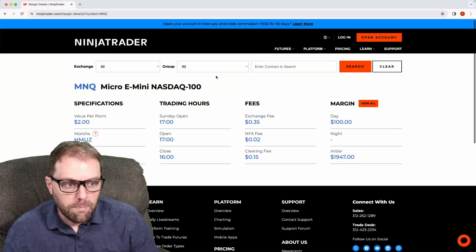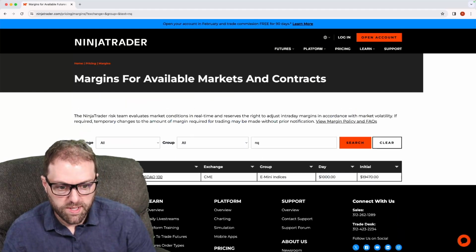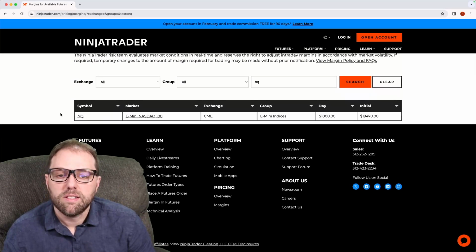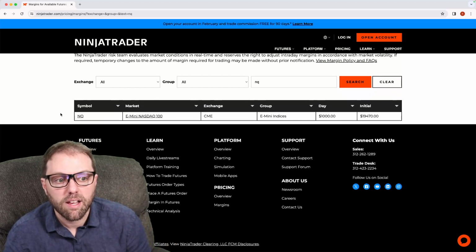And for the E-mini Nasdaq, that's going to be NQ, which stands for Nasdaq. And we can see that listed right here. So if one is interested in trading either the micro E-mini Nasdaq or the E-mini Nasdaq, you can get the information right here from your broker.